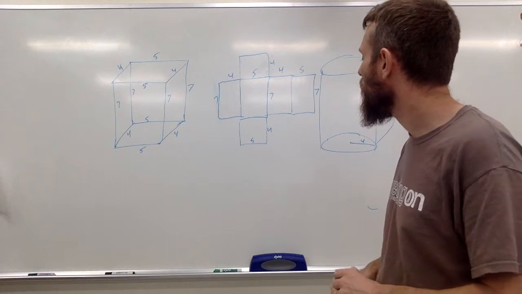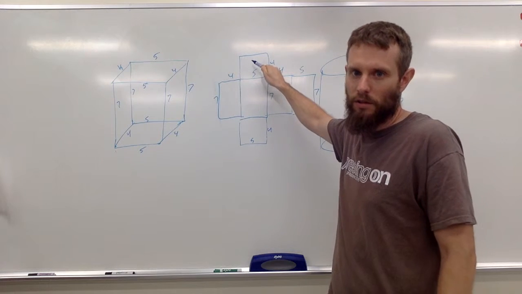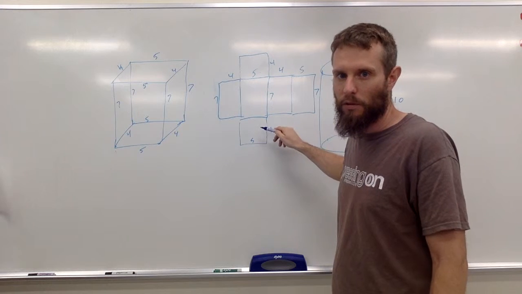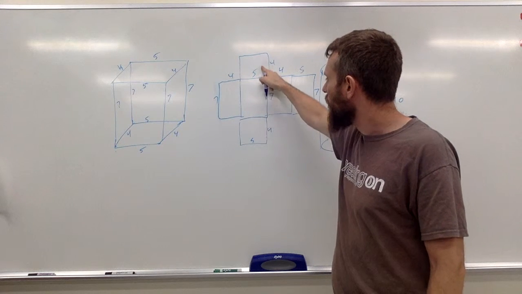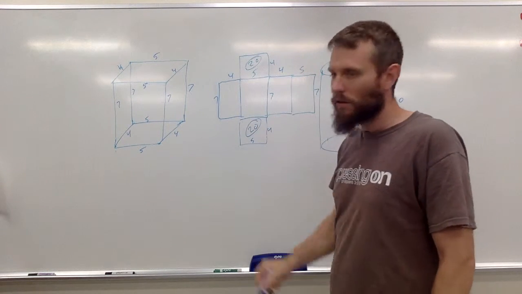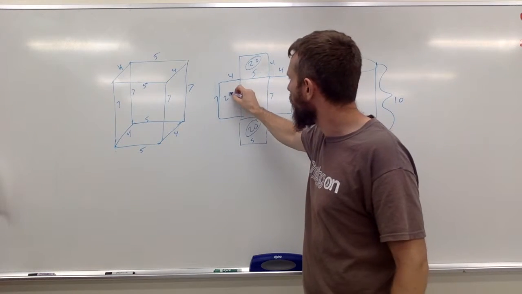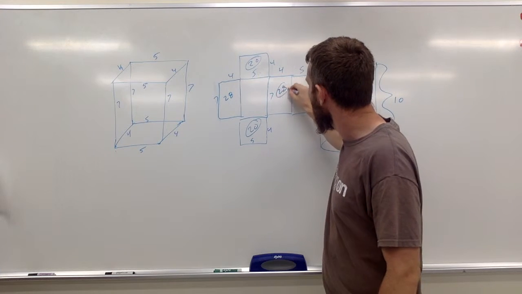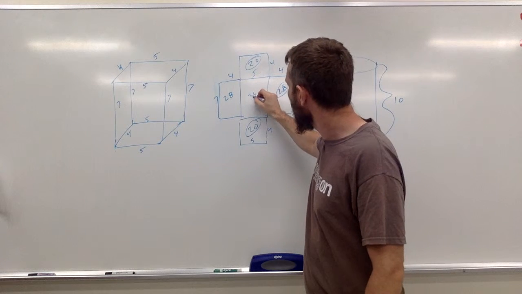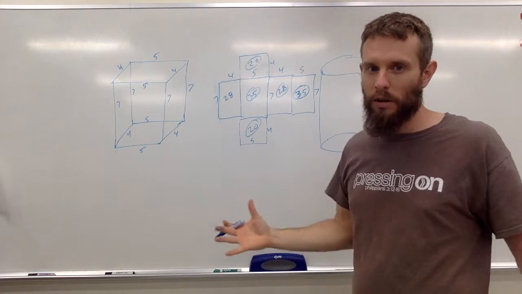So now I can find the surface area. The two bases are 5 times 4, which is 20, and 20. That's the surface area of each of these. This is one way to do this. 7 times 4 is 28. And here's another 7 times 4 is 28. And 7 times 5 is 35, and 35. Okay, so that's one way to do this.